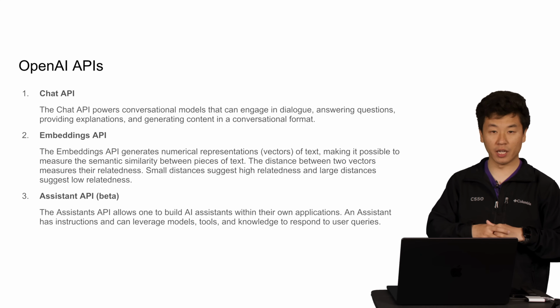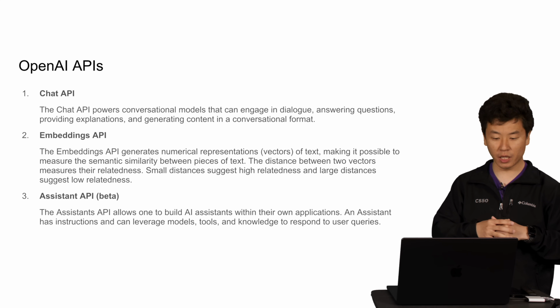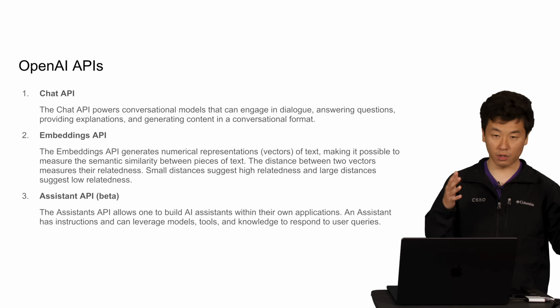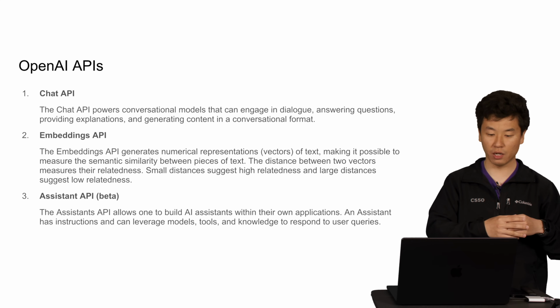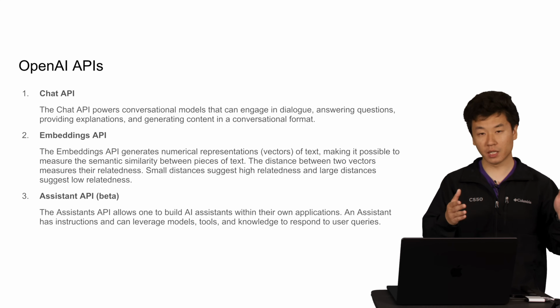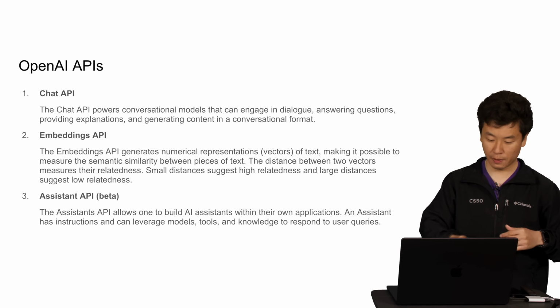The Assistant API is actually a newer API that we did not use in production. For our current version of the CS50 Duck, we will be experimenting with it in our next version of the CS50 Duck.